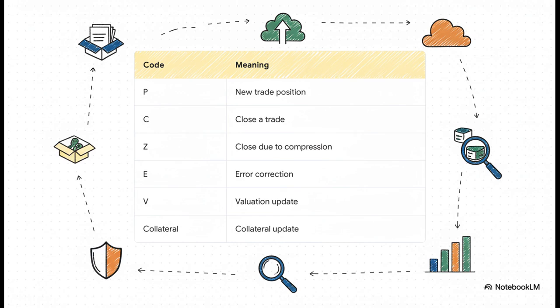And what's so cool about this is how these simple, single-letter codes trigger some really complex actions. You see a P? That tells the repository, hey, create a new position. An E is the system saying, oops, there was a mistake in a previous report and here's the fix. A V is just a routine valuation update. Each code kicks off a specific automated workflow, which makes the whole process incredibly structured.